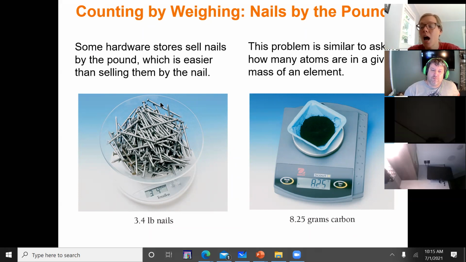What they're going to do is throw a big hunk of them on a scale. And then they know that there's 3.4 pounds of these nails. They know that a pound of nails is equivalent to like 50 nails or something. And they do a rough calculation, right? So they count the number of nails by weighing them. The same thing happens when we're looking at atoms. There's so many atoms that you're not going to sit there and count all the atoms. Instead, you're going to weigh the material and you're going to know that there's a relationship between the weight and the number of atoms.